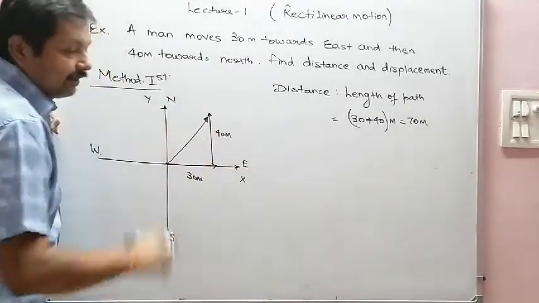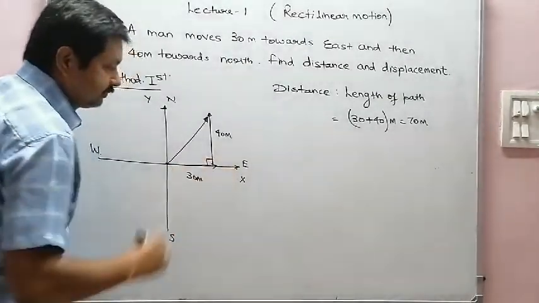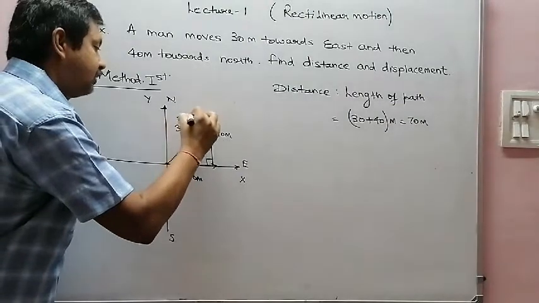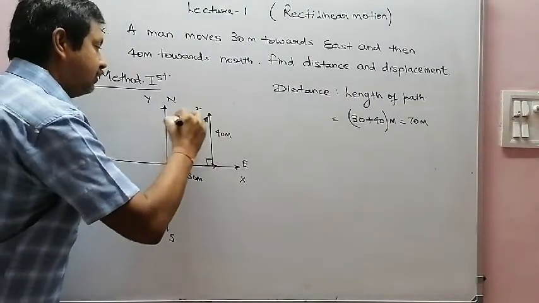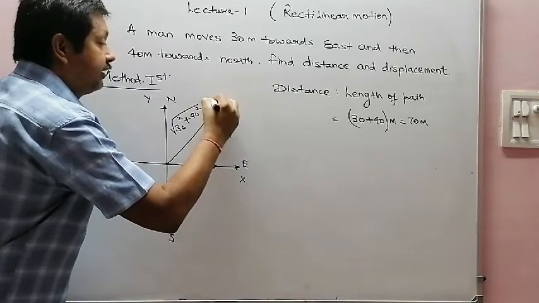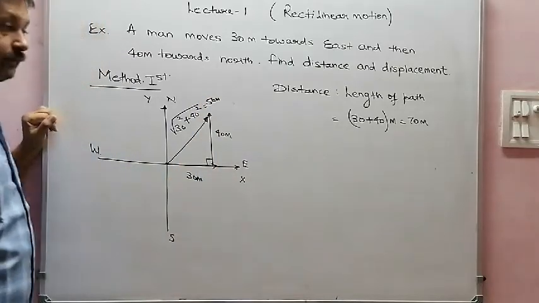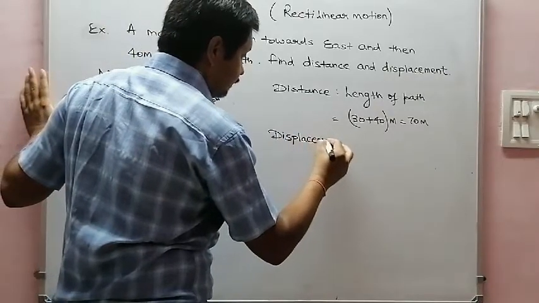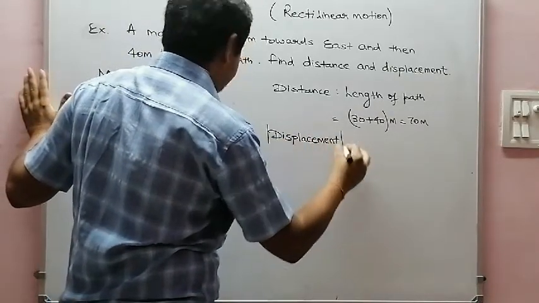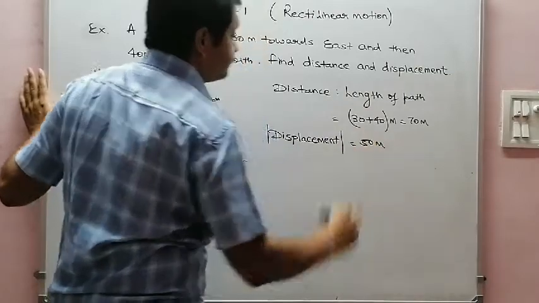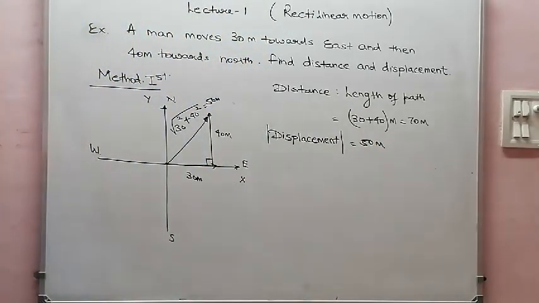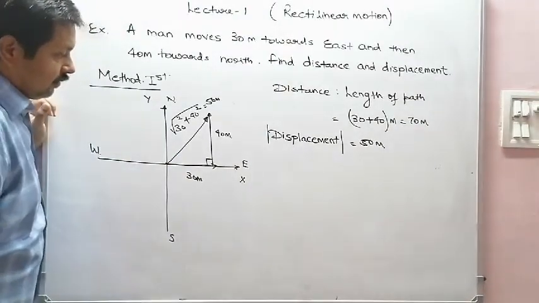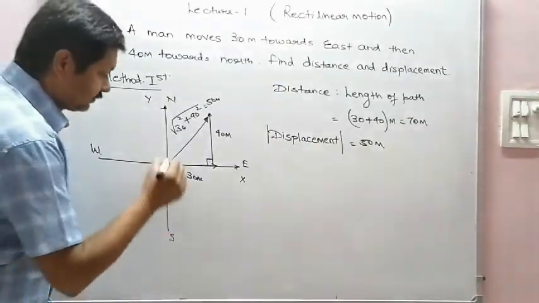This is a right angle triangle. This is hypotenuse. So length of hypotenuse will be the square root of 30 square plus 40 square, that is 50 meter. So magnitude of displacement is 50 meter. But since displacement is a vector quantity, we have to discuss its direction also. Now we will discuss the direction of displacement.